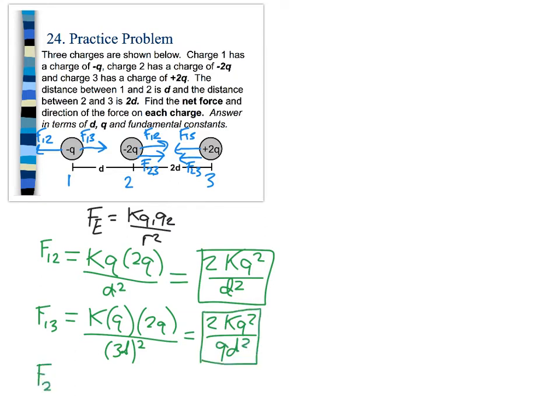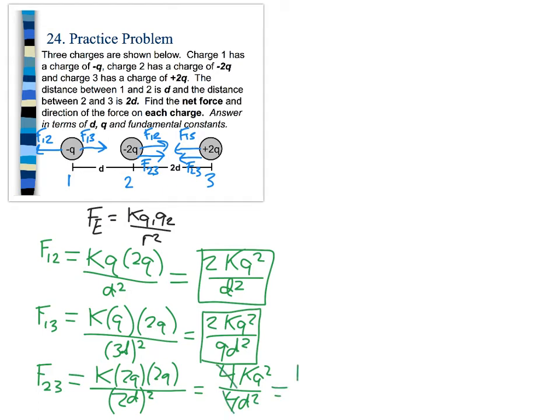And finally, for the force between 2 and 3, we have k times 2q times 2q over the distance between them, which is 2d, that quantity squared. So we end up getting 4kq squared on top over 4d squared on the bottom. Those 4's cancel out, and it just simplifies to kq squared over d squared.